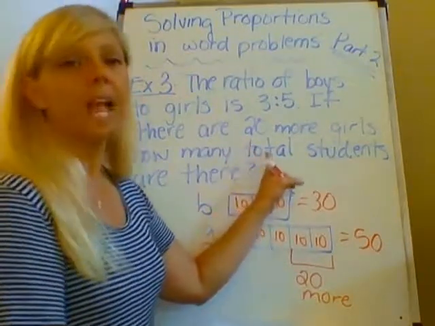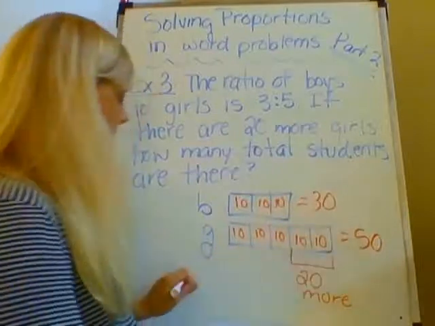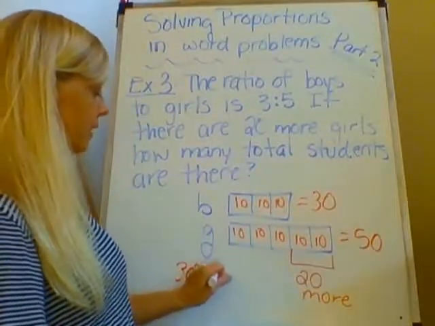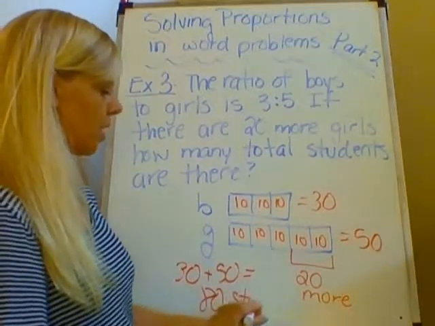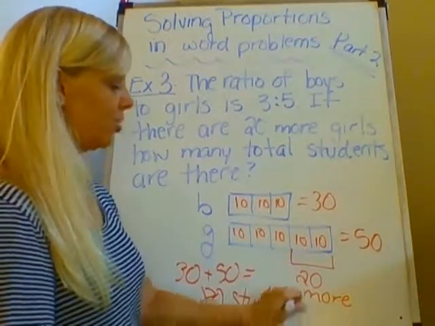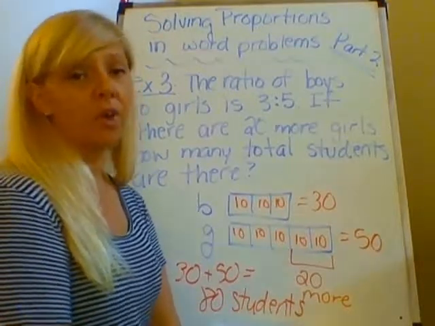Now the question is asking how many total students are there. So total altogether is going to be 30 plus 50. So altogether there are going to be 80 students in this problem, where the ratio of boys to girls is 3 to 5, and there are 20 more girls than there are boys.